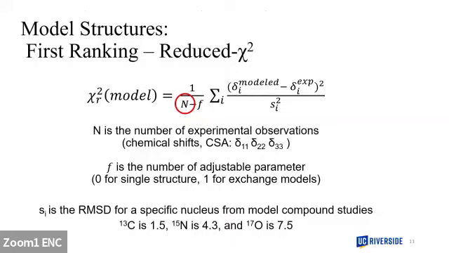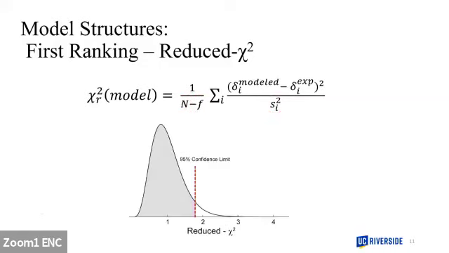Here, N is the number of experimental NMR shifts we have, which include isotropic chemical shifts, as well as any chemical shielding tensor components. F is the number of adjustable parameters, and for our initial screen is just 0. S is the RMSD from model compound studies and is dependent on the nucleus being modeled. For 11 shifts, the confidence limit is 1.79. We choose our cutoff to be 95%, or choosing an alpha value of 0.05.